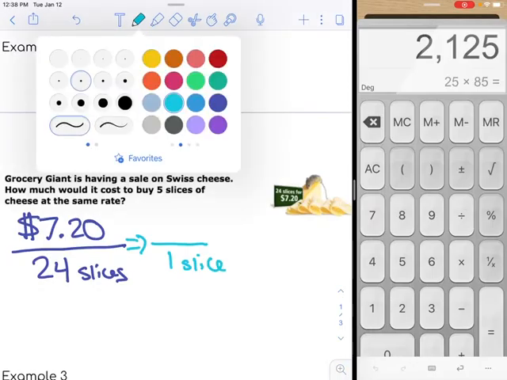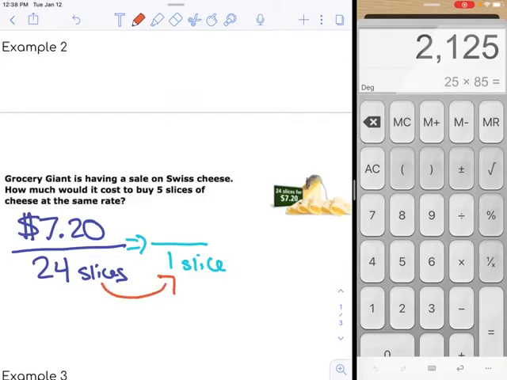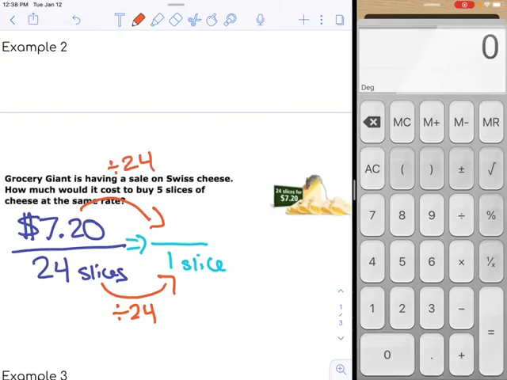So what we're going to look at here is going from 24 to 1. What am I doing to get from 24 to 1? I am dividing by 24. Whatever you do to the bottom, you have to do to the top. So I'm going to put in my calculator $7.20 divided by 24. This is going to be 30 cents. So that means 1 slice of cheese costs 30 cents.